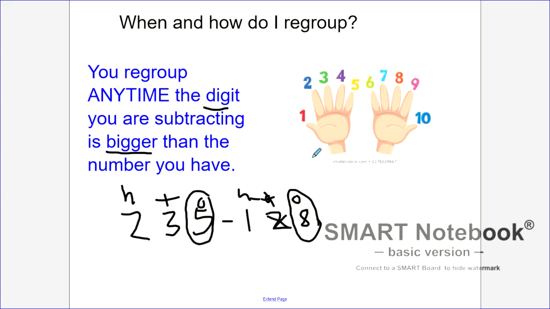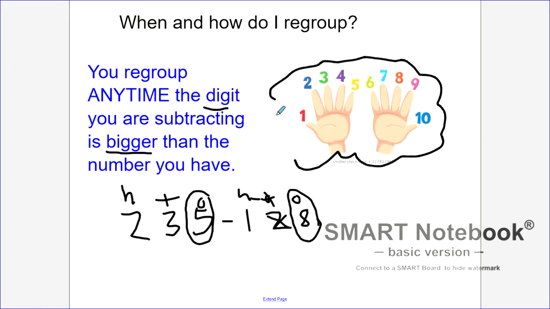Now, the final thing I want you to remember is that 10 is the magic number. If you forget the magic number, just remember how many fingers you have. You have 10 fingers. So 10 is the magic number because that is what we're going to change our number into and add it to what we already have.